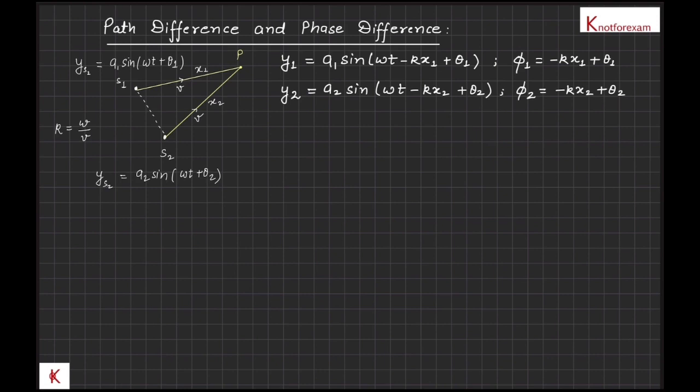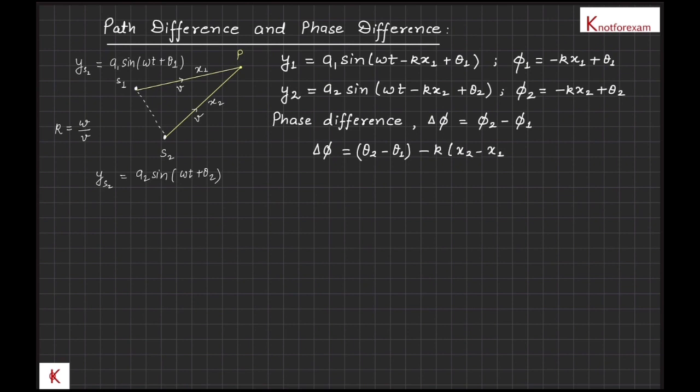Therefore, the phase constant of the wave from S1 at P will be phi1, that is -kx1 + theta 1, and the phase constant of the wave from S2 at P will be phi2, that is -kx2 + theta 2. Therefore, the phase difference between the two waves at P is delta phi, that is phi2 - phi1.